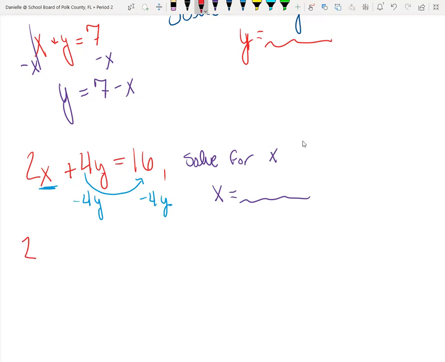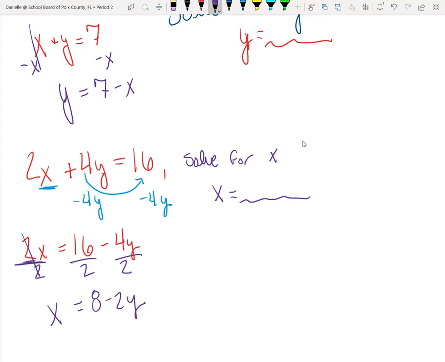And we end up with 2x equals 16 minus 4y. And then I need to get rid of that 2, and we move it with division. So we divide 2 everywhere, and we end up with x equals 16 divided by 2 gives me 8. 4 divided by 2 gives me 2y. We'll do another one of those.